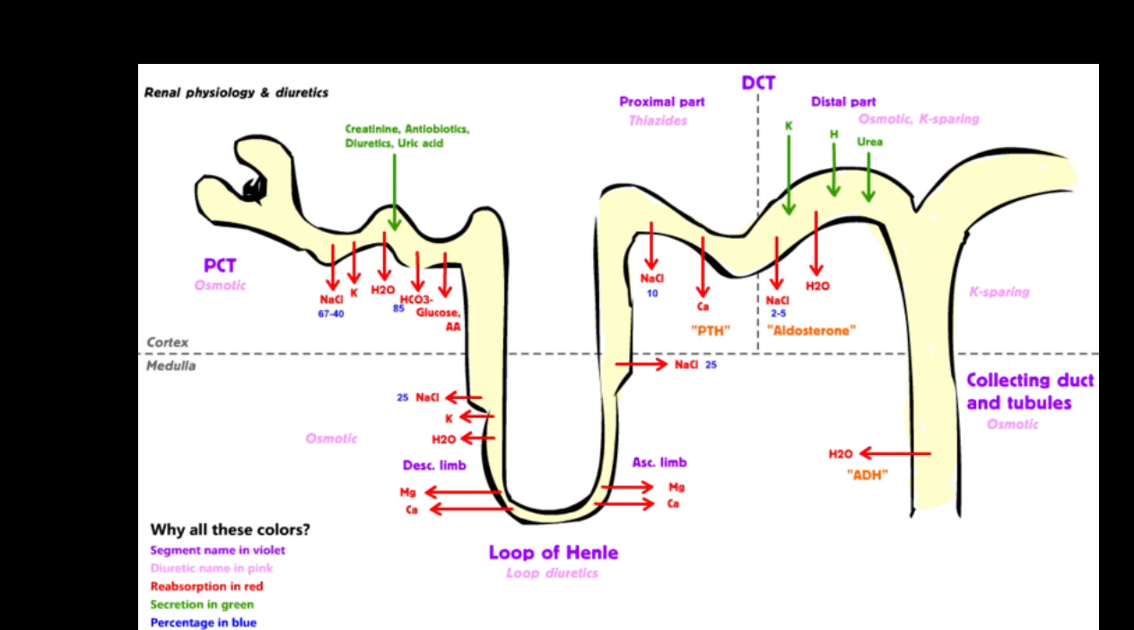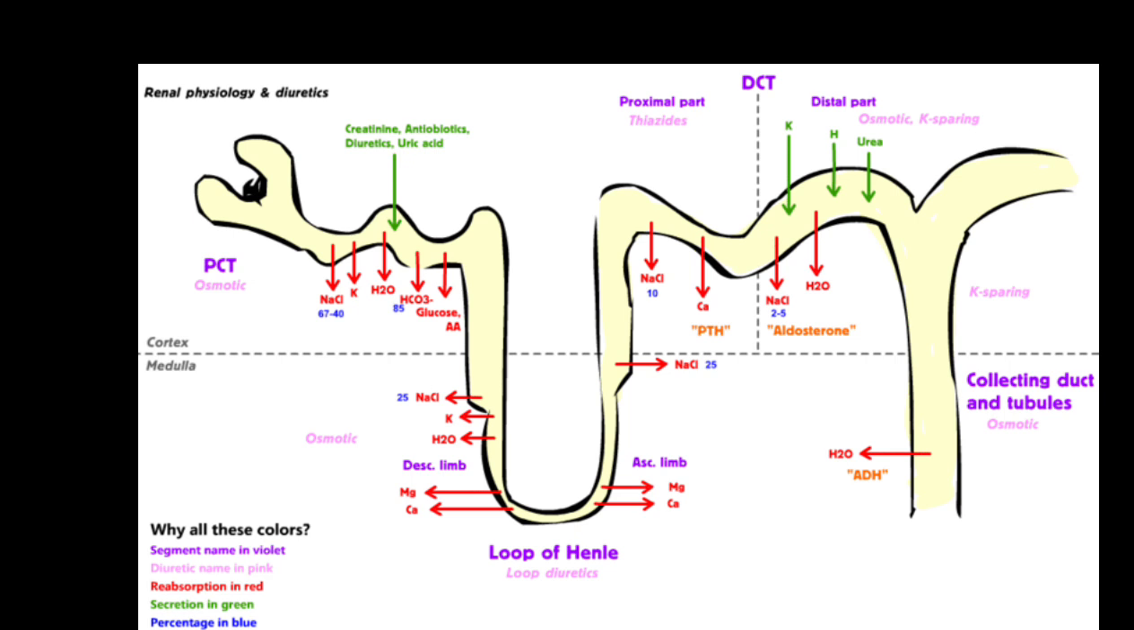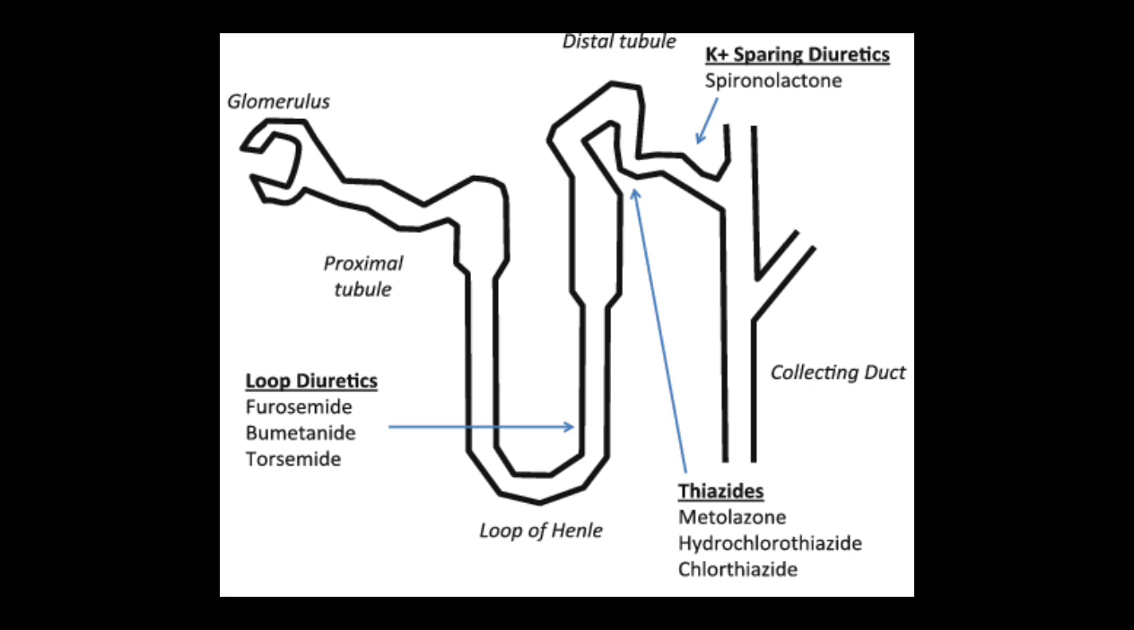aldosterone. Then after that, some solutes enter the distal convoluted tubule. They include hydrogen ions and potassium. Once they have entered, the filtrate enters the collecting duct and tubules. Now here, under the effect of ADH, water is reabsorbed.